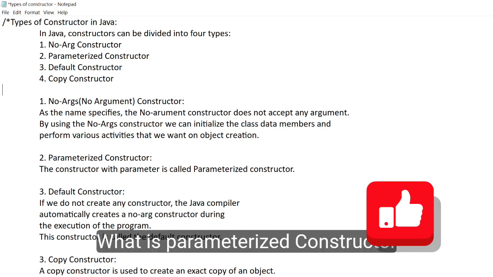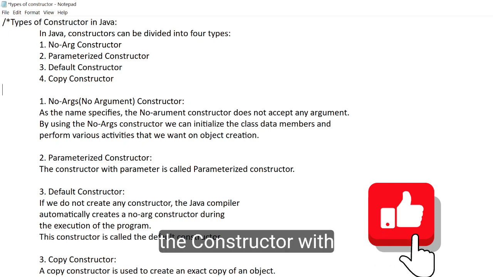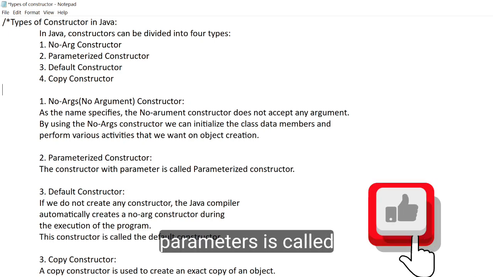What is parameterized constructor? The constructor with parameters is called parameterized constructor.